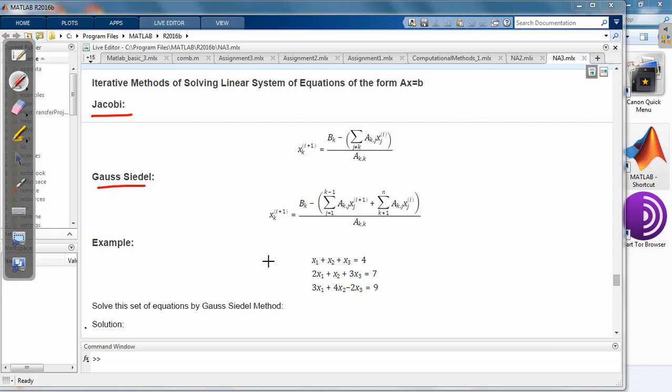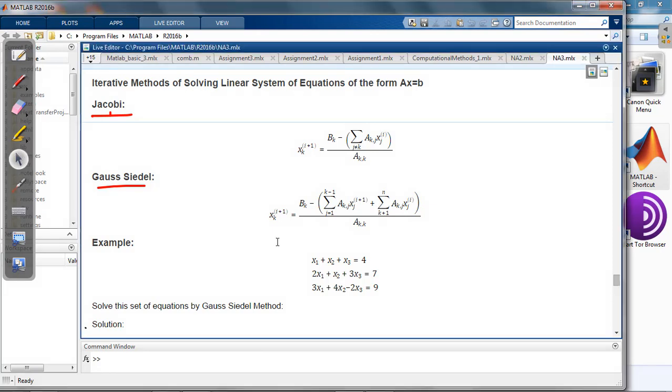Sometimes this perfect diagonal dominance will not come into the picture, but if possible, if you get this kind of a diagonal dominance, then the convergence will be high. So try to arrange these equations in the form of diagonal dominance. But what is the idea? What is the difference between the Jacobi and the Gauss-Seidel? Let us try to understand that first.